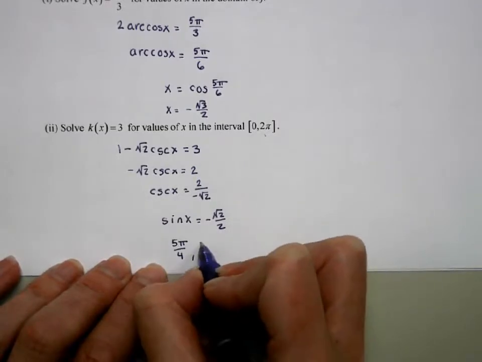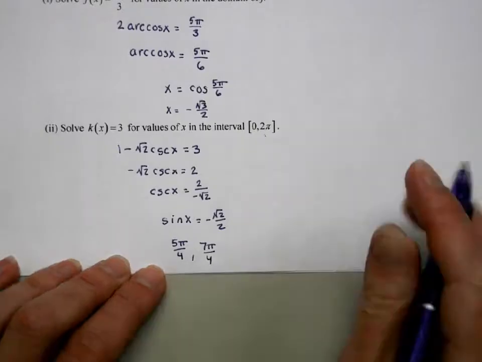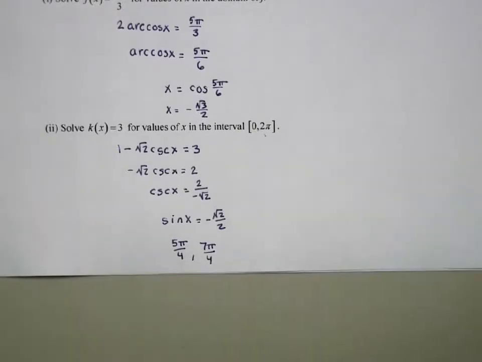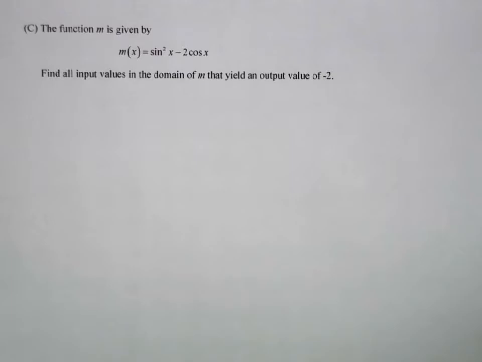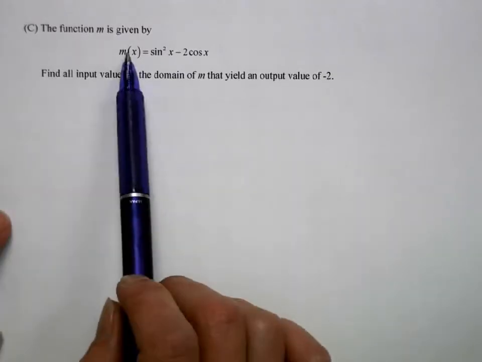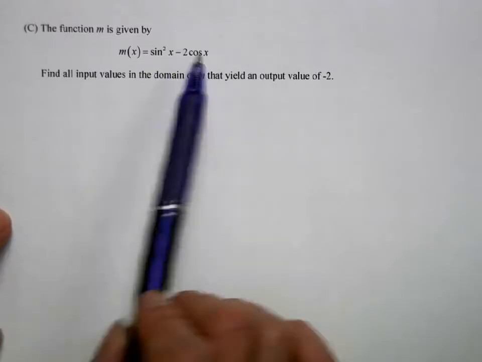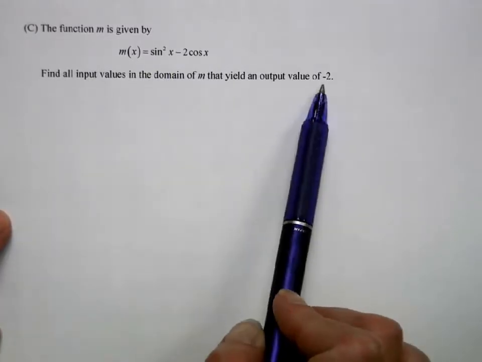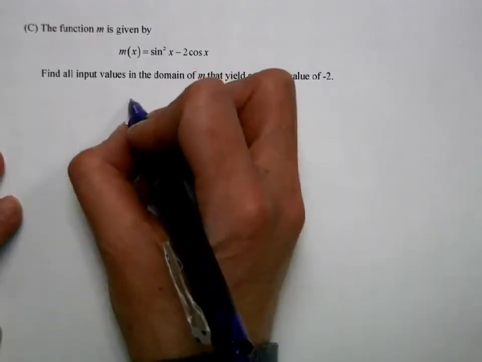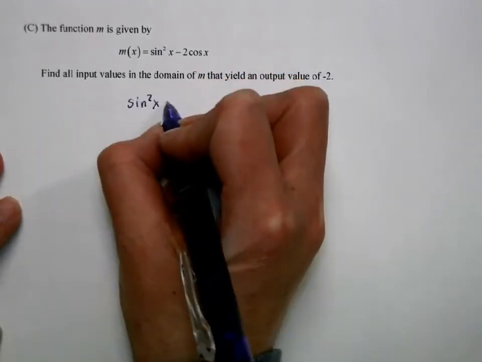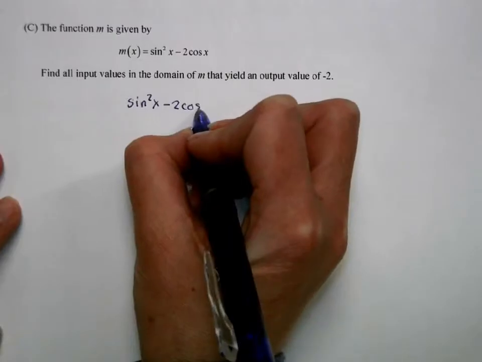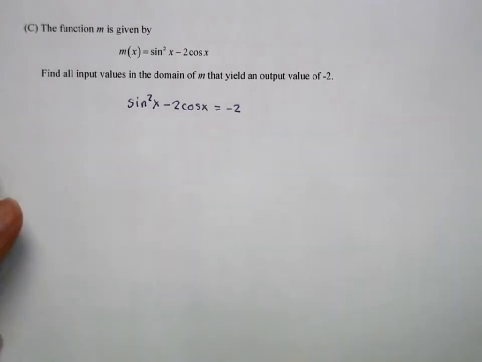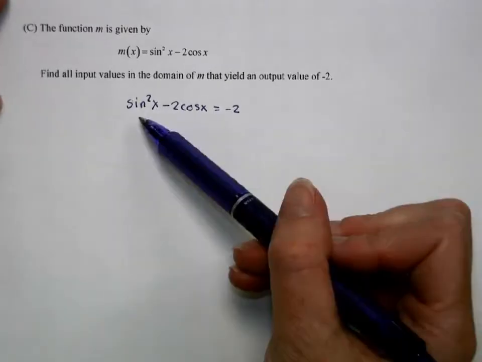Okay, next we're going to solve. This is the third part. It says m of x equals sine squared minus 2 cosine. Find all input values in the domain of m that yield an output value of negative 2. Fancy way of saying, where does sine squared x minus 2 cosine of x equal negative 2? Well, I'm going to end up having to factor because I've got a quadratic and a linear of a sort since they're trig. So I'm going to take this and replace it with 1 minus cosine squared x.